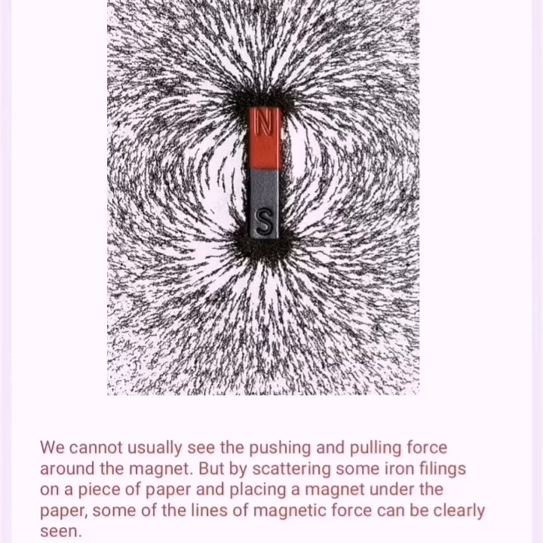Can we see the magnetic lines of force? We cannot usually see the pushing and pulling force around the magnet. But by scattering some iron filings on a piece of paper and placing a magnet under the paper, some of the lines of the magnetic force can be clearly seen.